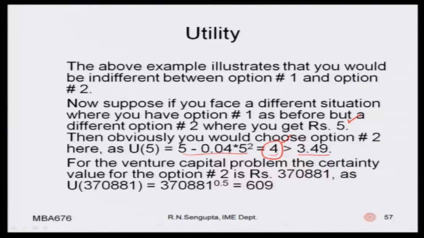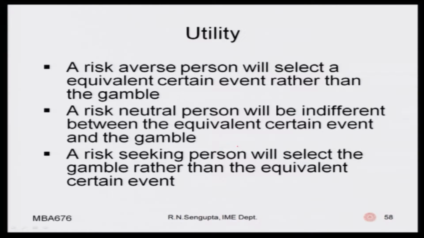Now for the venture capital problem which you have already considered, the certain equivalent value comes out to be 609. Only remember that in the venture capital example, the utility function you are using is not the quadratic one; it corresponds to the case you already considered in venture capital example one. So a risk averse person will select an equivalent certainty rather than the gamble, because he or she obviously doesn't want to take any risk.